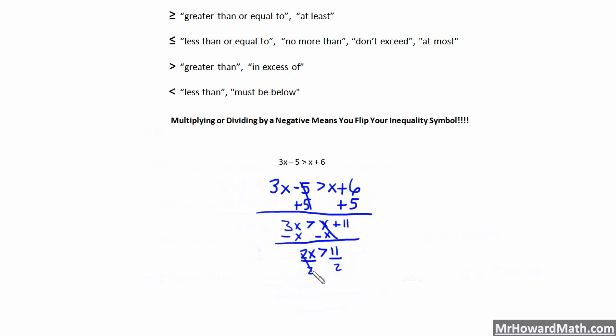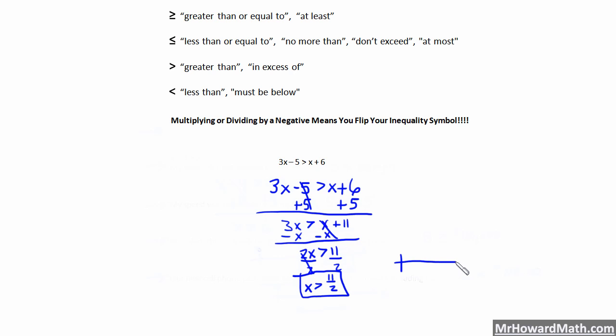So that strikes out. We have x is greater than 11 over 2. And we'll just leave that as a fraction instead of making it into a decimal or an improper fraction. So here's our answer. We'll box that in, and now let's put it on a number line. So I'll do that over here.